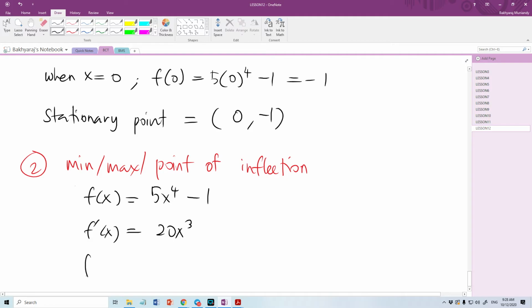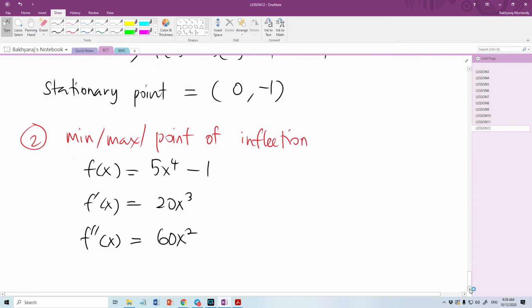And get the second order. From here you go for the second order. Apa jawapan dia? Correct, 60x power of 2. Okay, you get 60x power of 2. Once you get this answer, then we can decide whether this function is positive, negative, or equals to 0, when you substitute x equals to 0.